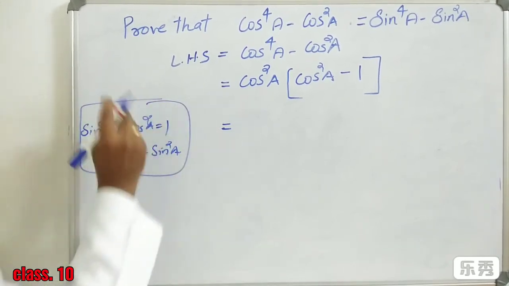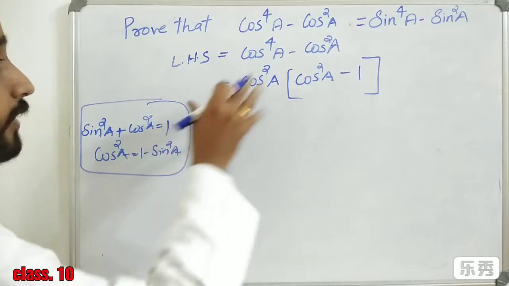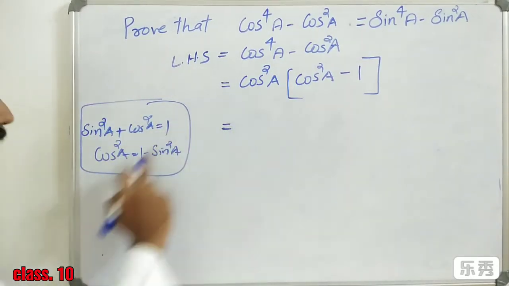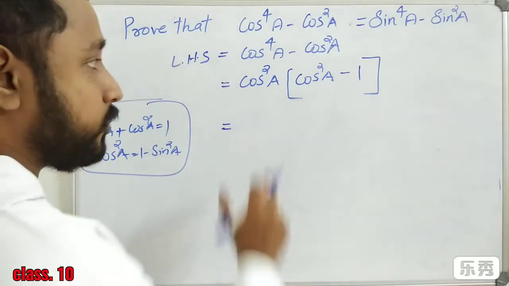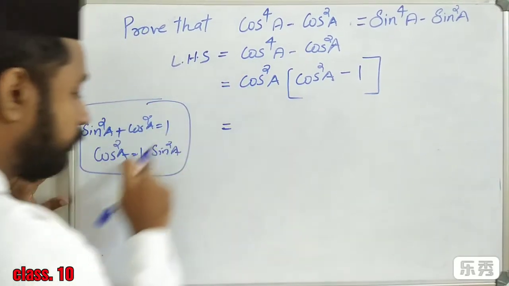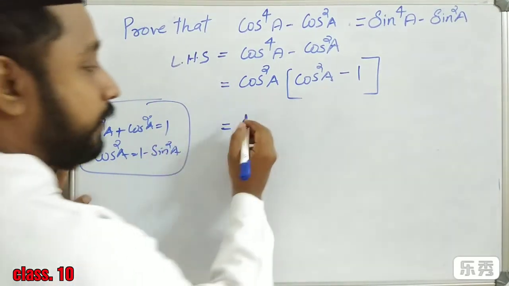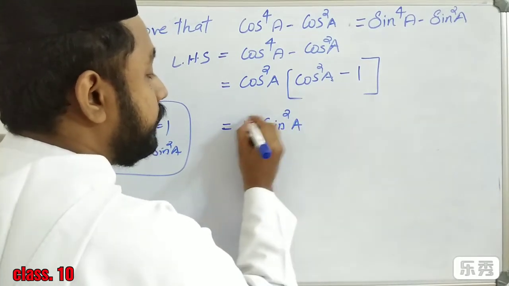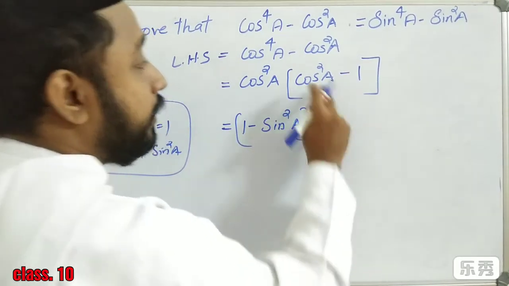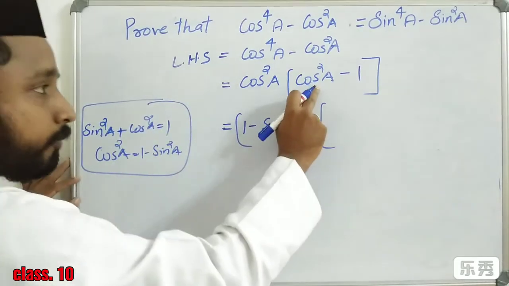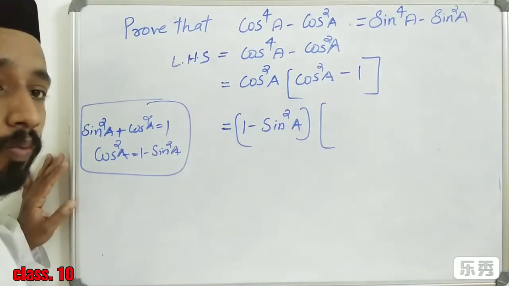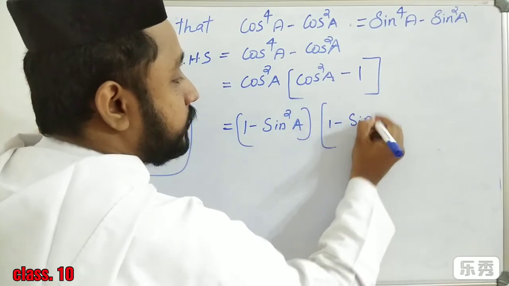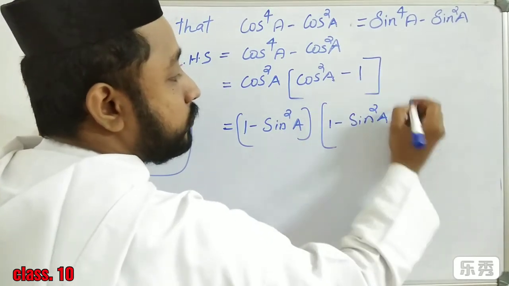So using this identity, we can change this cos square a in terms of sin square. So cos square a is equal to 1 minus sin square. So instead of this cos square a, I am going to write 1 minus sin square. So 1 minus sin square a into here cos square a minus 1. Here also I am going to change this cos square a into 1 minus sin square a. Therefore 1 minus sin square a. Here minus 1 is there.